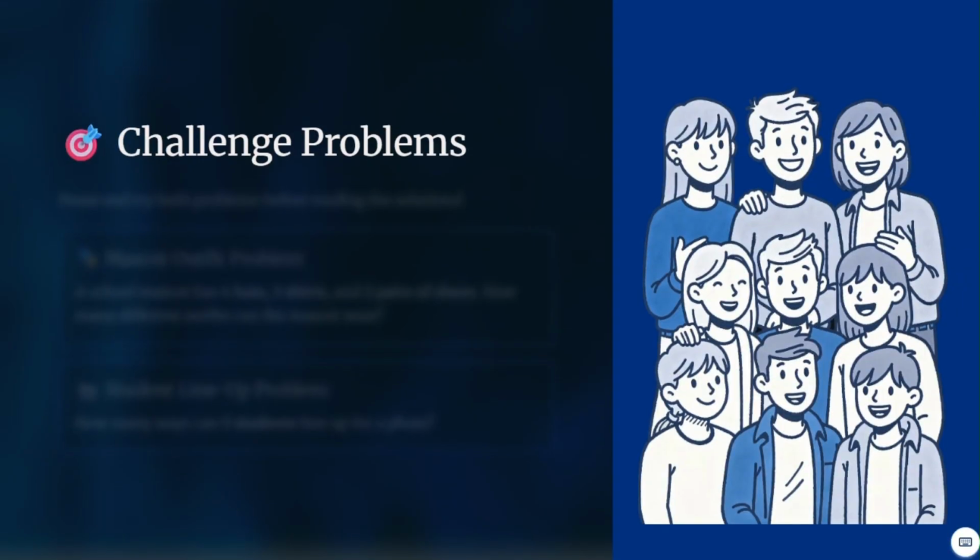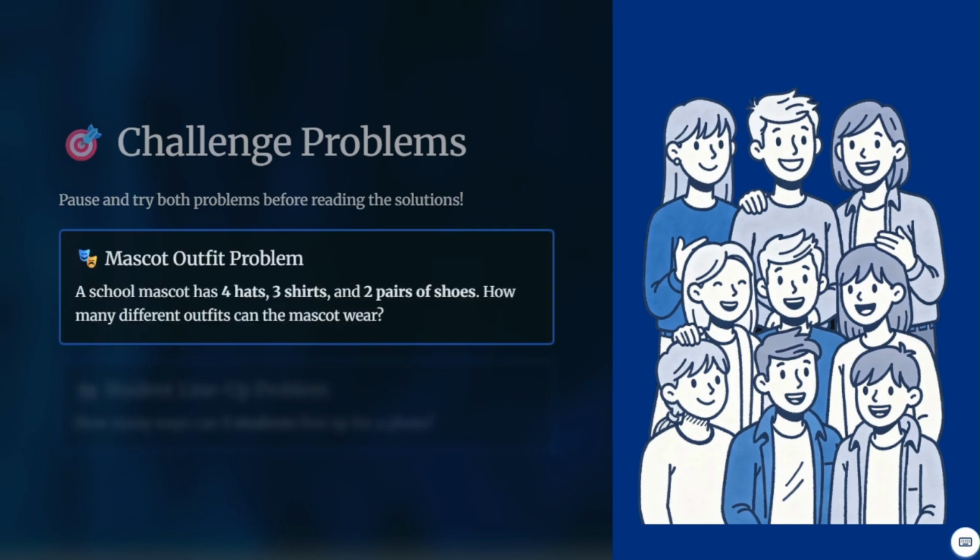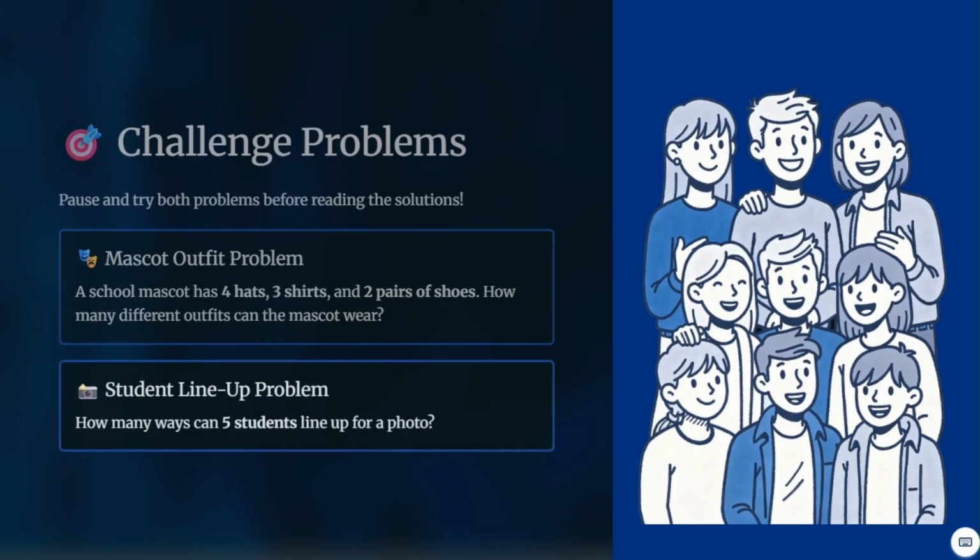Here are your challenge problems for today. Pause and try both problems before reading the solutions. First, we have the mascot outfit problem. A school mascot has 4 hats, 3 shirts, and 2 pairs of shoes. How many different outfits can the mascot wear? And then we have the student lineup problem. How many ways can 5 students line up for a photo?